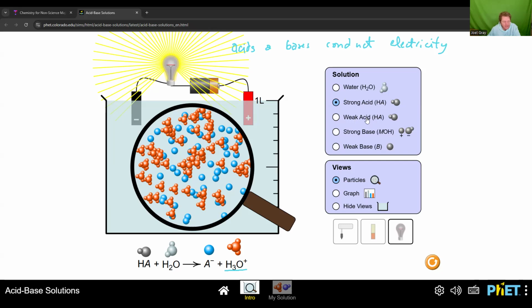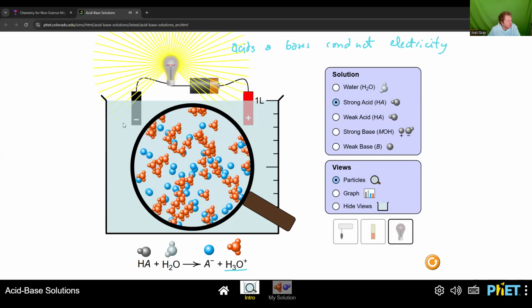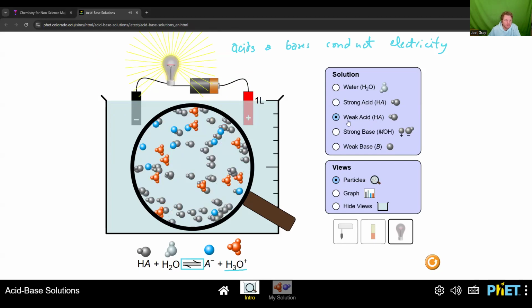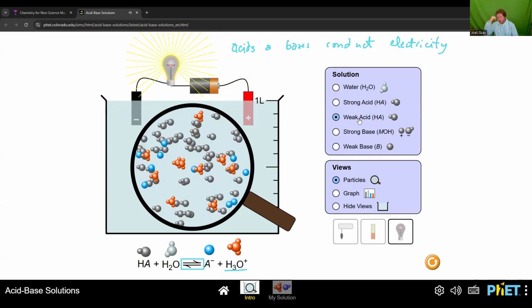Then let's look at a weak acid and the equation for a weak acid. Well, stop the press. Let's rewind for a second. Strong acid. I want to draw your attention to this arrow right here. And then a weak acid. In a strong acid, that arrow goes in one direction. A weak acid, by comparison, goes in two directions.